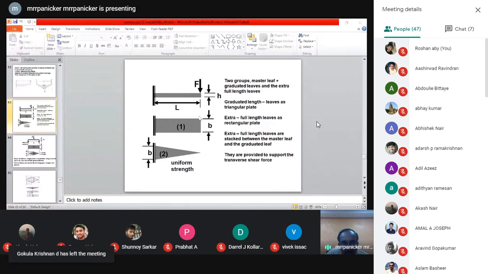So there is no requirement there, because here the stress is less. But if you provide a triangular shape, the stress will remain the same throughout, a uniform stress. In the rectangular case, the stress will not be the same, and we use a lot of material. And there is no thickness at the edge, so in order to support the transverse shear force, we add one or two extra full length leaves.